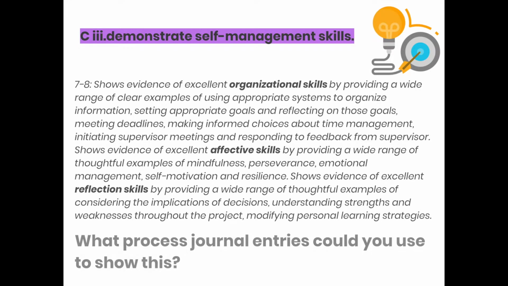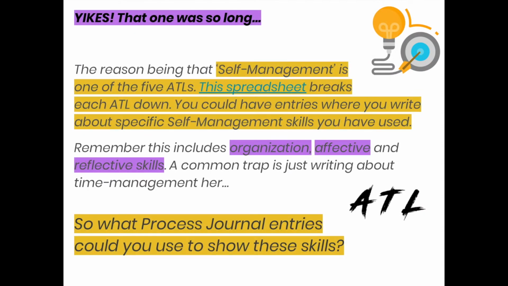Next one is demonstrate self-management skills. Again, this is a really long, rambling description of a 7 to 8. What I've highlighted is organizational skills, affective skills, and reflective skills. Why? Because it's another ATL. Something that people really struggle with when they come to write the report is as soon as they see that word self-management, they think straight away about time management. So they'll tell me about, I don't know, making a Gantt chart, or just about how they manage their time. The IB criticised schools for this.